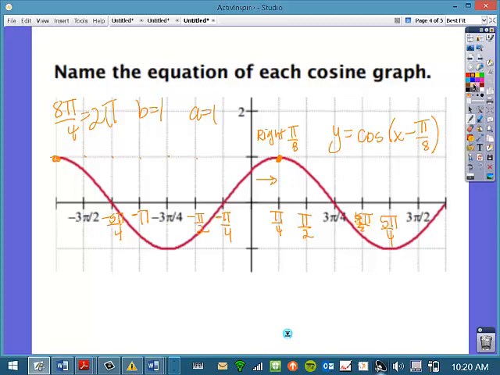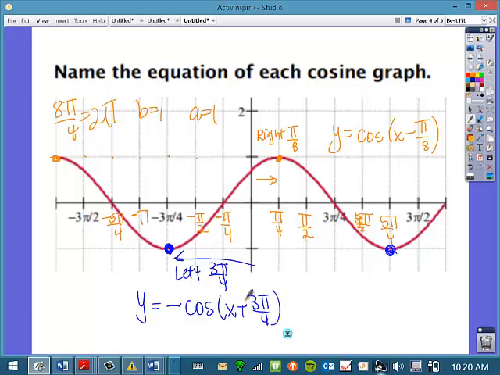But you could also think of this as a frown, like a negative cosine function. So it starts here and then ends up here. So this would be shifting it to the left 3 pi over 4. So that would be y equals negative cosine of x plus 3 pi over 4. So both of those are correct, either way.